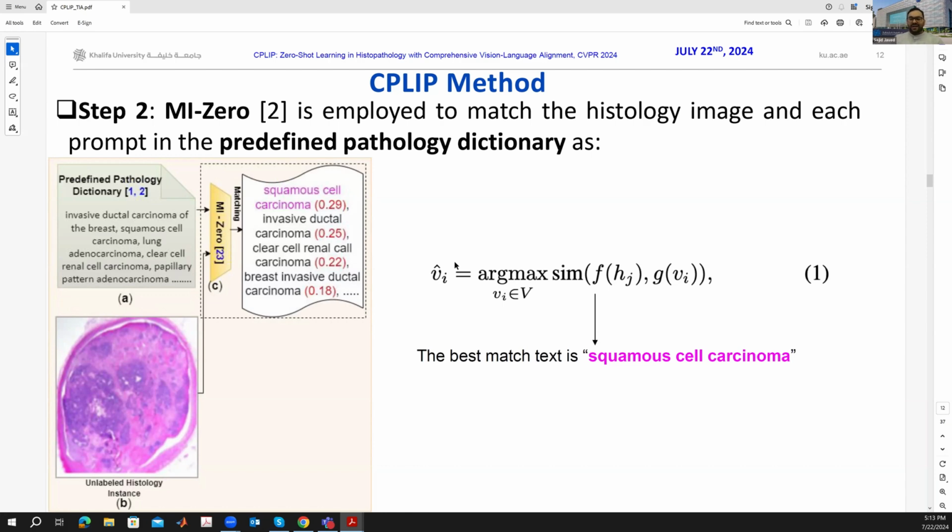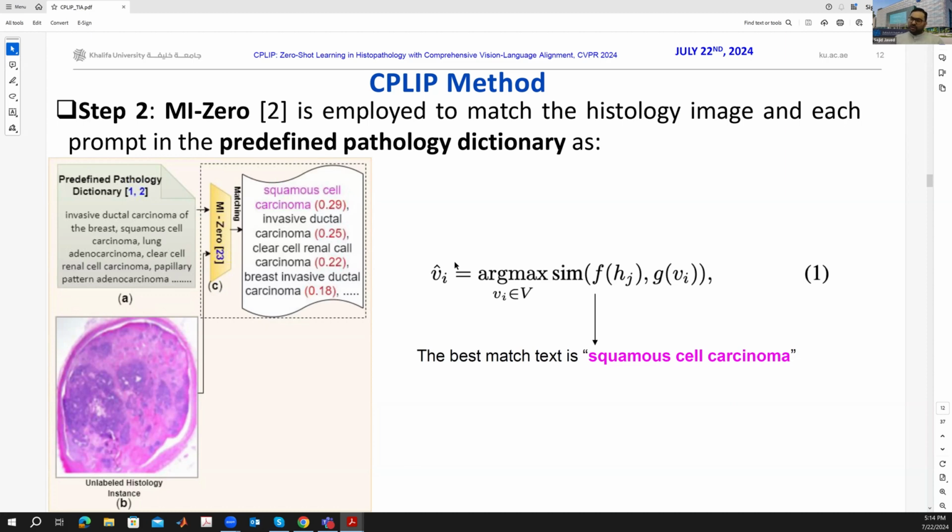So if we connect this unlabeled histology image with any of the words in our predefined pathology dictionary, you can see that squamous cell carcinoma is the best match word here. So this histology image seems to be more about squamous cell carcinoma. This can be done easily using the cosine similarity, and here we employed the MI0 algorithm. The vision encoder and textual encoder of this method are used. Both embeddings are computed and then matched using the cosine similarity. That is the second step in our algorithm.